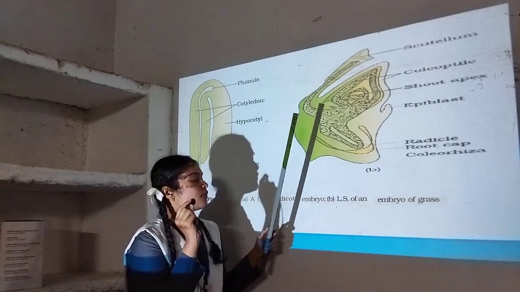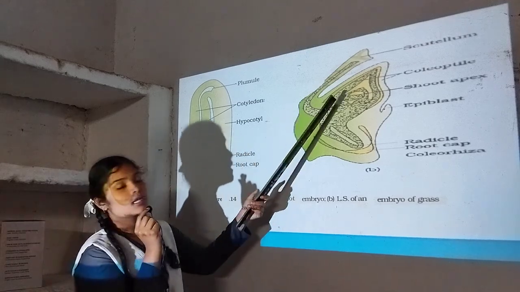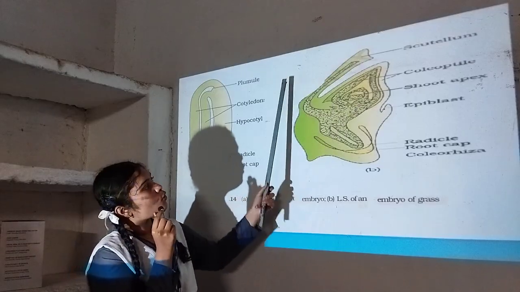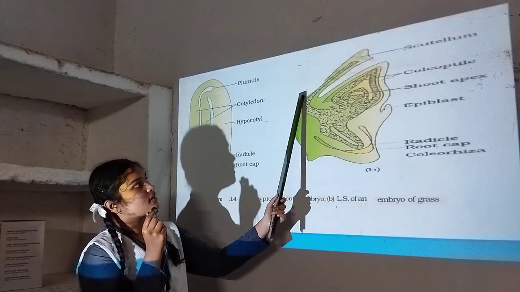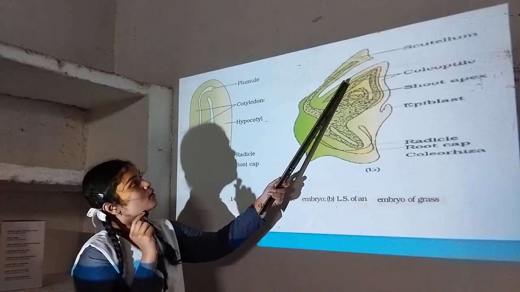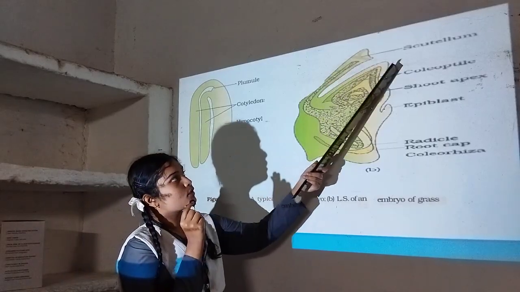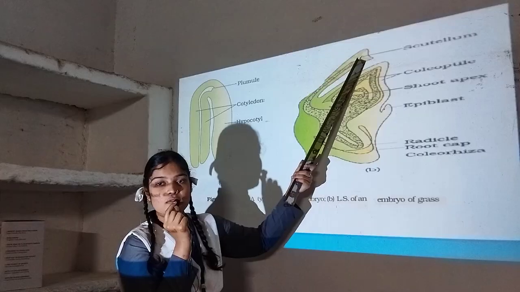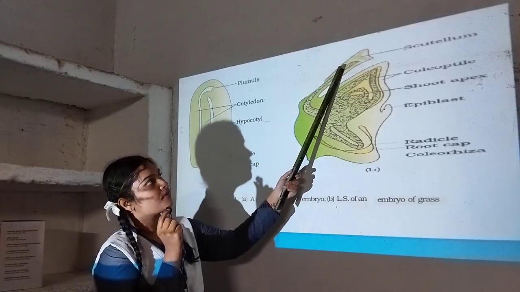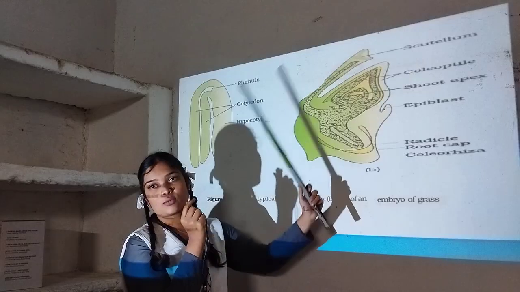This is the LS of an embryo of grass. Basically this is the monocot. In this monocot, this is the embryonal axis, and this is the epicotyl, and this is the scutellum. This is the one cotyledon of the monocot. There is not two cotyledons, but a single cotyledon which is known as the scutellum.